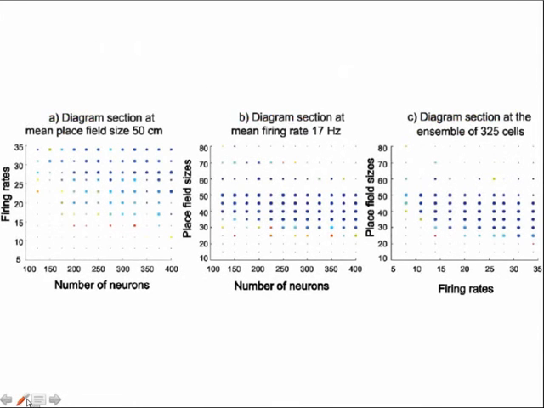And so we can take slices of these things where our mean place field size is 50 centimeters, our mean firing rate is 17 hertz. So if we fix the firing rate, then we have place field size and number of neurons, so we take that slice. Or we can fix the number of cells, take the slice when the number of cells is 325, and take a look at how place field corresponds to firing rate.